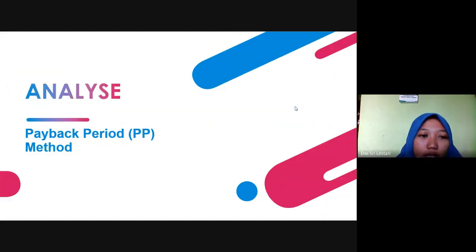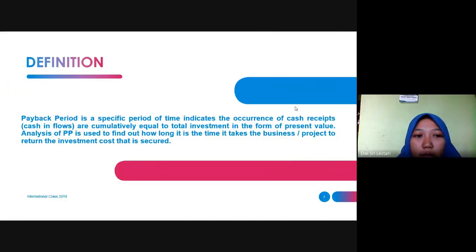For the first, the analysis is payback period or PP method. The definition of payback period is a specific period of time indicating that the occurrence of cash receipts, cash inflows, are cumulatively equal to total investment in the form of present value. Analysis of PP is used to find out how long the time it takes the business or project to return the investment cost.